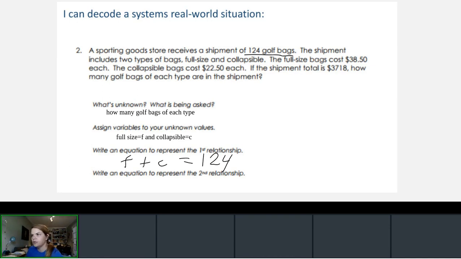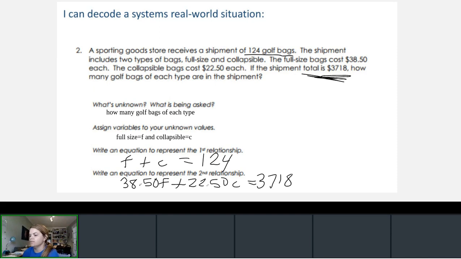Okay, so now we write the second relationship. The full-size bags were $38.50 each, so $38.50 times F, however many full-size bags, plus $22.50 for my collapsible, for a total amount of $3,718. So again, you can solve this by graphing, substitution, however you want to solve it. I would probably solve it by substitution. I would let F equal 124 minus C and then plug that in.